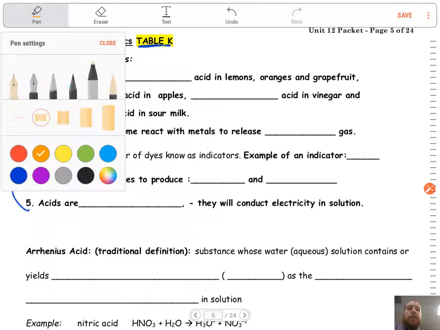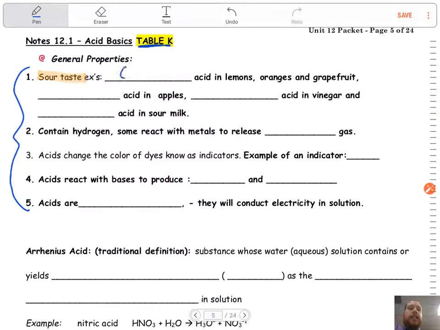Some examples of acids would be something like citric acid in lemons, or citrus fruits. Sorry, malic acid in apples. You've got acetic acid in vinegar, and you've got lactic acid, right? That's in sour milk. So you've probably heard of some of those. Maybe malic is the one you haven't heard of, but yeah, they have that sour taste because of the acids that are in those foods.